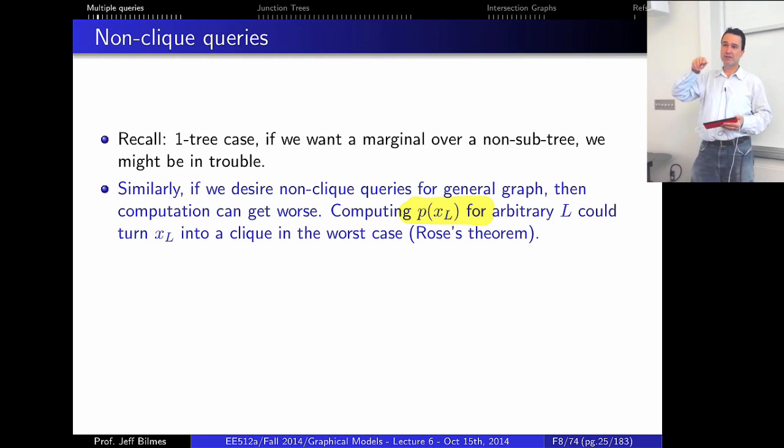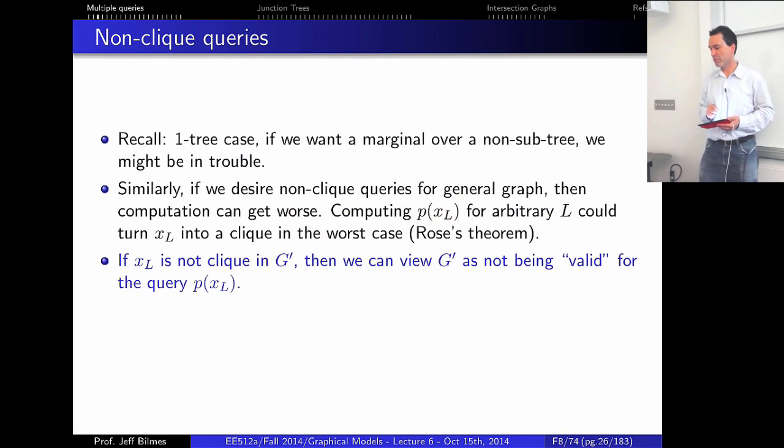And if there's a path that starts in L, goes outside of L, and circles around and goes back into L, it's a cycle. By Rose's theorem, it essentially means that for any two variables that are connected by a path consisting of variables that we eliminate first, those variables are going to be coupled together effectively, thereby potentially increasing the cost exponentially in the size of L, compared to what it would be if we weren't interested in that query. So that essentially is an inevitability.